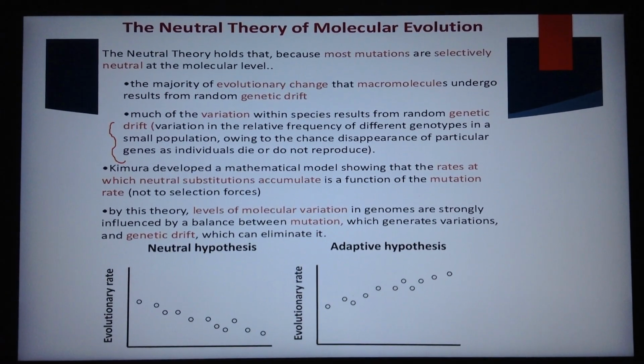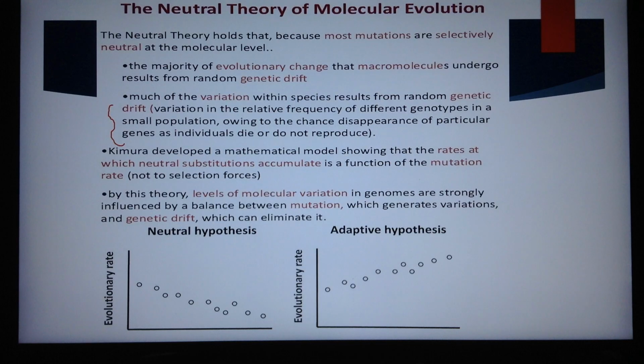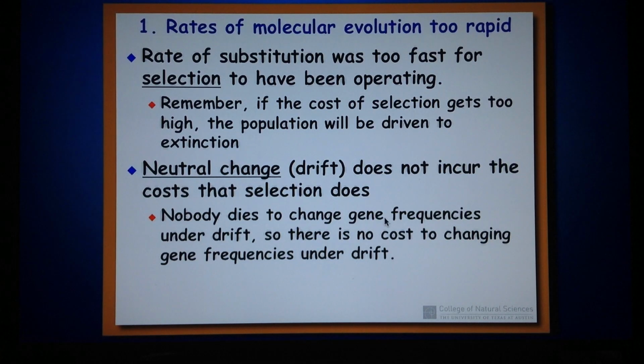Kimura developed a mathematical model showing that the rate at which neutral substitutions accumulate is a function of the mutation rate. By this theory, levels of molecular variation in genomes are strongly influenced by a balance between mutation, which generates variation, and genetic drift, which can eliminate it. The rates of molecular evolution and substitution were too fast for selection. If selection has to operate, it is very difficult for substitution to occur and all the time be selected. But neutral change can keep on occurring because it does not have the cost that selection does.